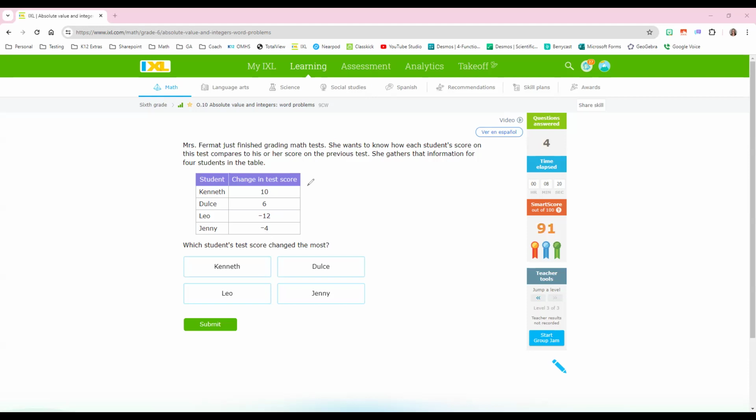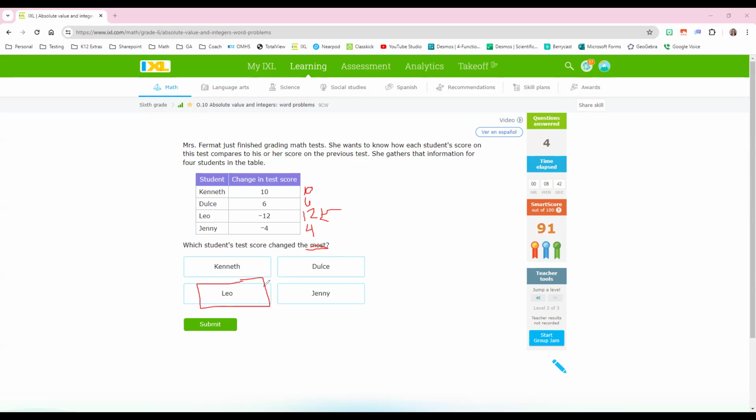So the absolute value of Kenneth's score would be a positive 10. For Deleuze's, it is 6. For Leo, it is 12. And for Ginny, it is 4. So who changed the most? Well, that would be Leo because he changed by 12 points. So Leo changed the most.